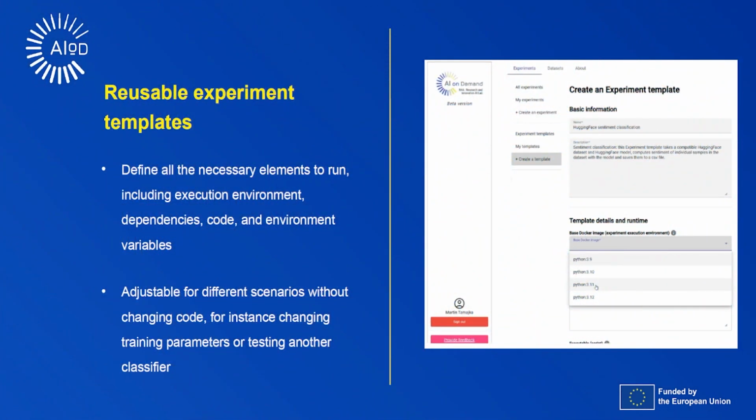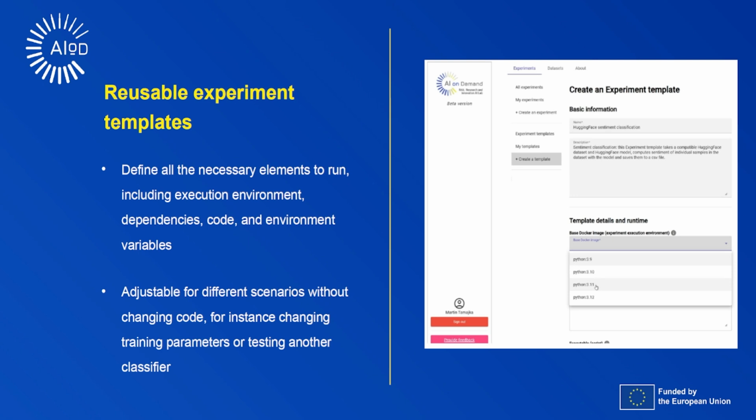With RAIL, the users are able to create reusable experiment templates and experiments that can be executed directly on the AI On Demand platform's infrastructure. As the experiment templates define everything they need to run, including execution environment, in this case Docker image, dependencies, code, and environment variables enabling to adjust the template for different scenarios, they are easy to execute and reuse by not only their authors, but also by other researchers.